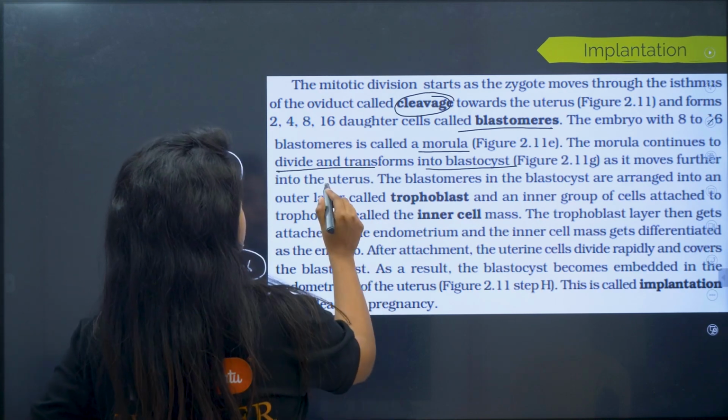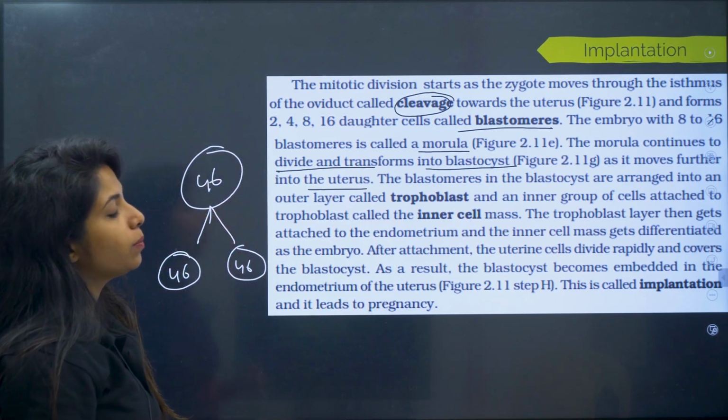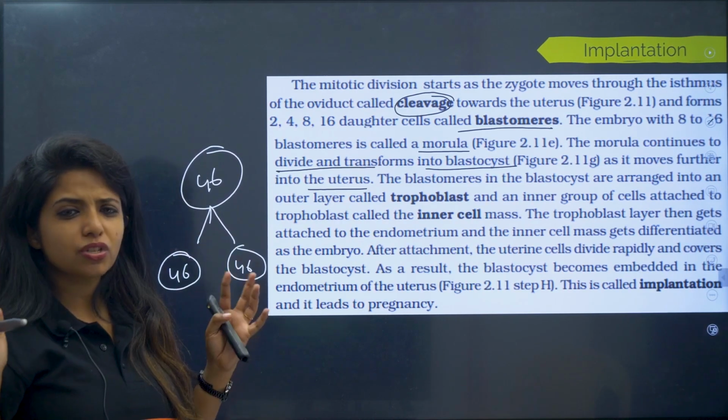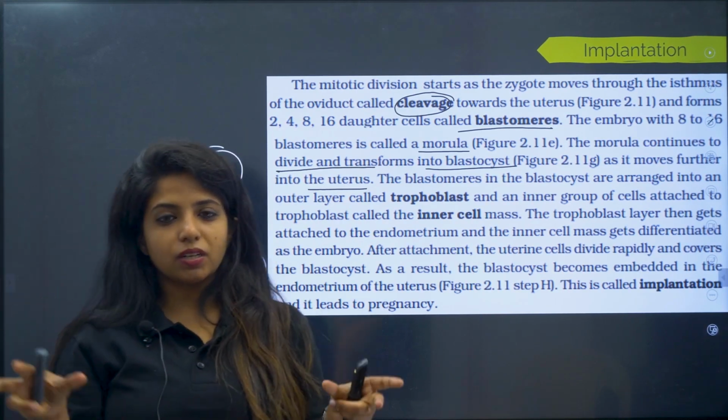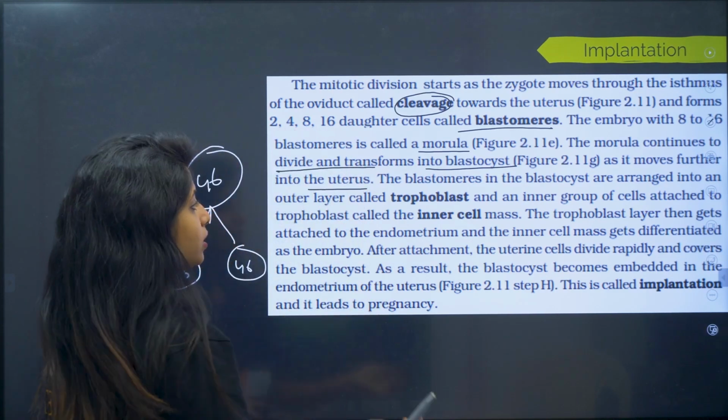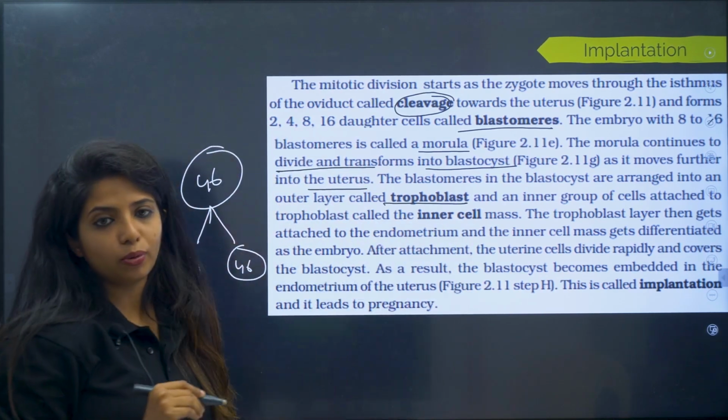As it moves further into the uterus, the blastomeres in the blastocyst are arranged into an outer layer known as trophoblast. So you can just imagine that certain cells arrange themselves on the outside as a layer, and what do you call this layer? You call this layer trophoblast.